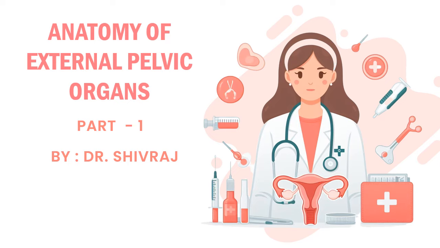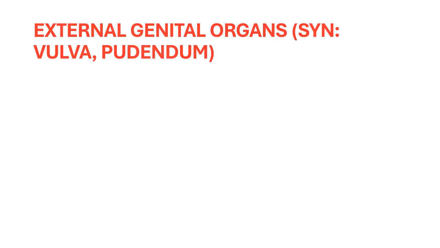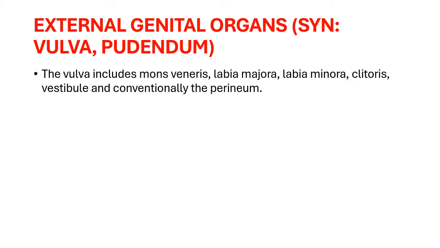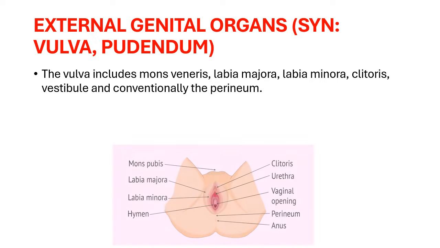So let's begin. In this session, we will discuss anatomy of external genital organs. It is also called the vulva or pudendum. The vulva includes Mons Veneris, Labia Majora and Minora, Clitoris, Vestibule, and conventionally the perineum.